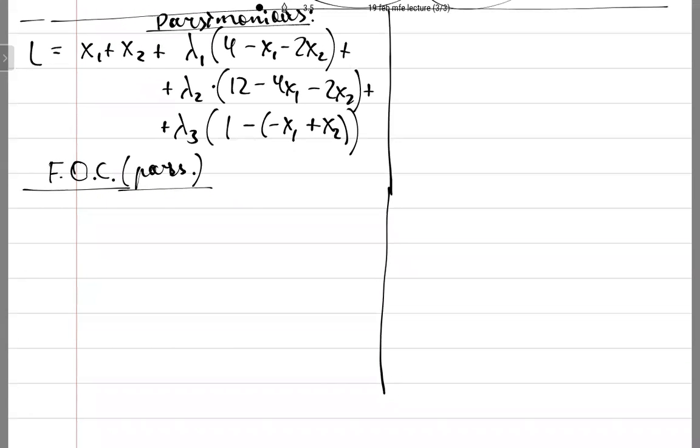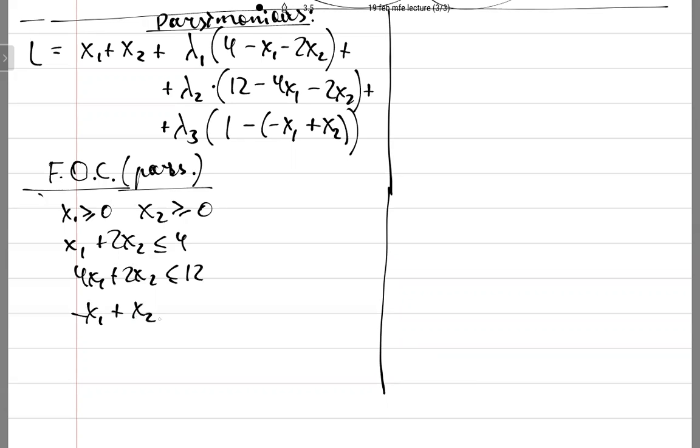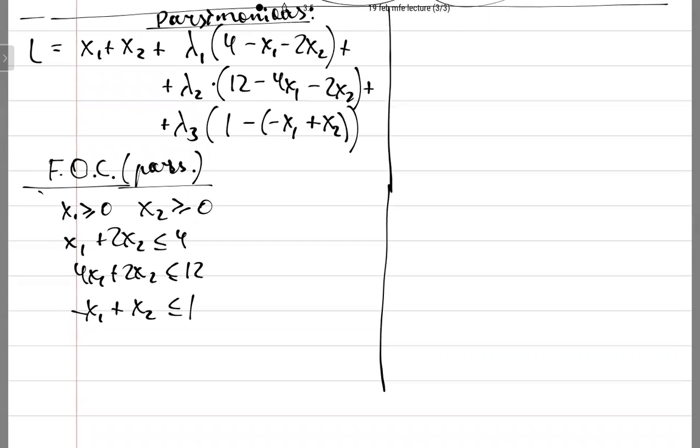Okay, first we may copy all original constraints. So first, x1 is greater than 0, x2 is greater than 0. Then we have the original constraints: x1 plus 2x2 is less than 4, 4x1 plus 2x2 is less than 12, minus x1 plus x2 is less than 1. What else? Who can tell me what other constraints do I have in first order conditions?